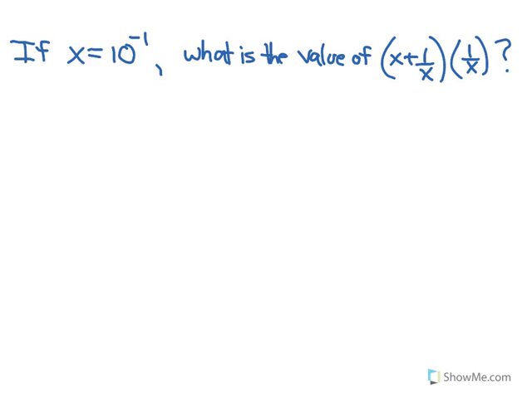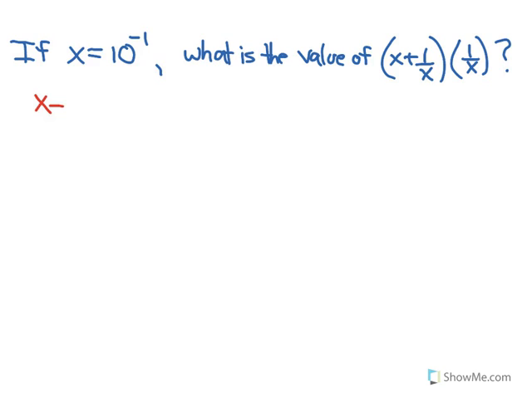So if x equals 10 to the power of negative 1, what is the value of this mess here? x plus 1 over x times 1 over x. So a few things going on, but the first thing I would recognize is that we don't generally like to deal with negative exponents, especially when it's not a variable up there, it's just a number. So we can change that to make it a positive exponent and something we can actually deal with.